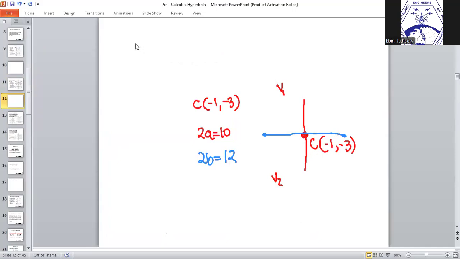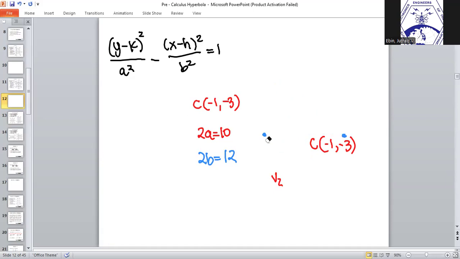So kapag vertical yung transverse, yung standard equation natin ay y minus k squared, ang denominator pa rin niya is a squared, minus x minus h squared over b squared equals 1. Ayan. Ito yung center natin at saka yung 2a. Substitute lang natin dito sa ating standard equation.